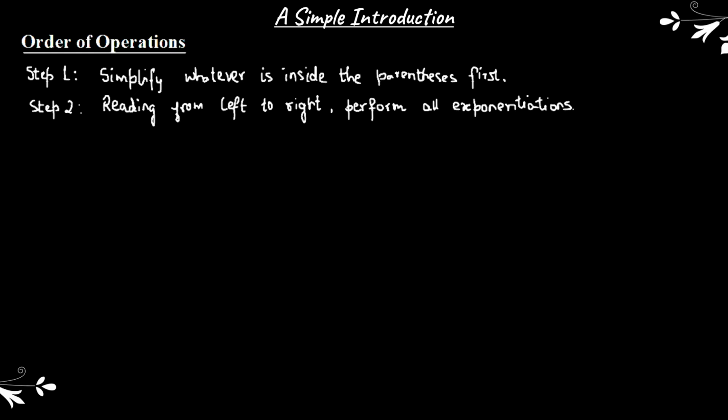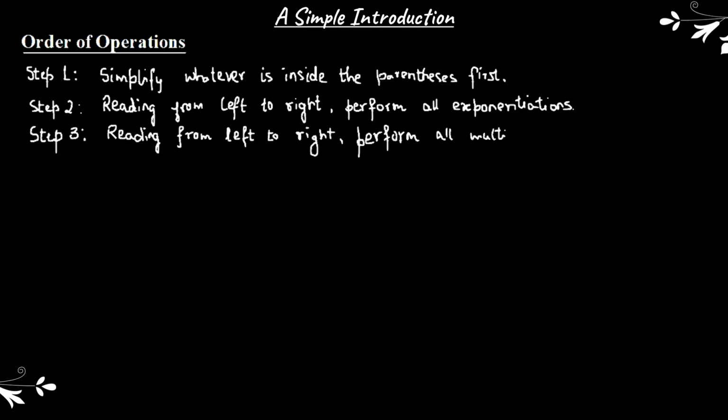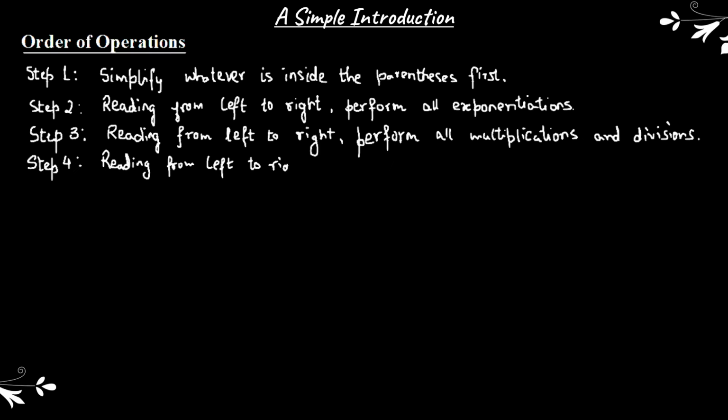So that is step number 2. Then we move on to step number 3 once exponentiation is done. So we are going to again read from left to right, and then we are going to perform all multiplications and divisions. And then finally, we're going to move on to step number 4. So in step number 4, we're going to check whether we have any addition and subtraction left. So for that, we're going to read from left to right. So these are the 4 simple steps that we need to understand in order to perform order of operations.